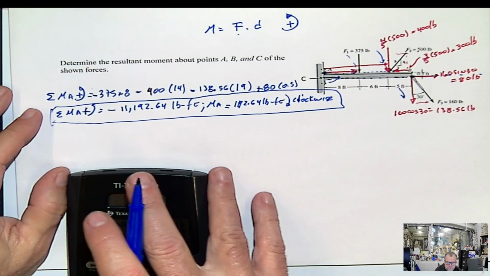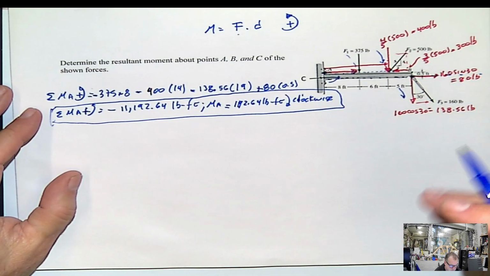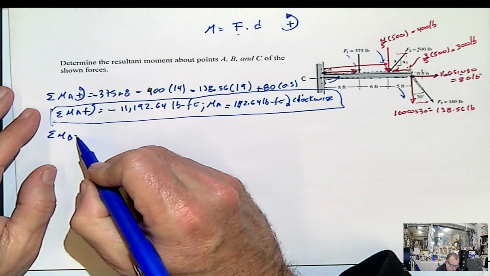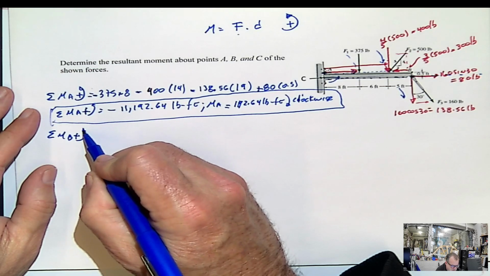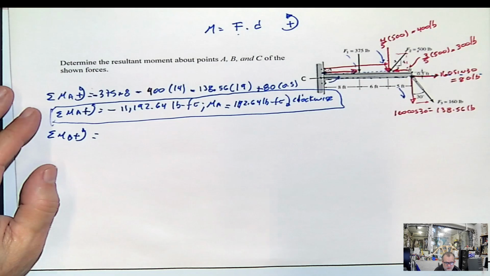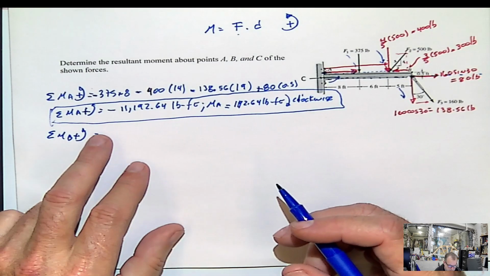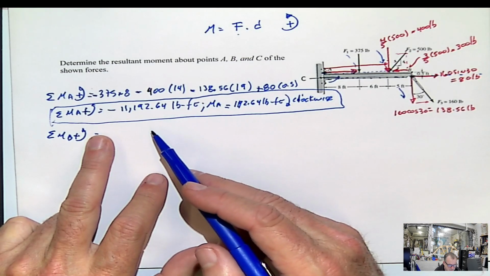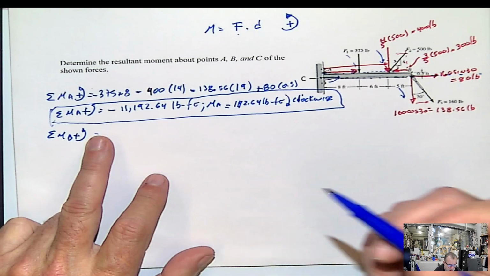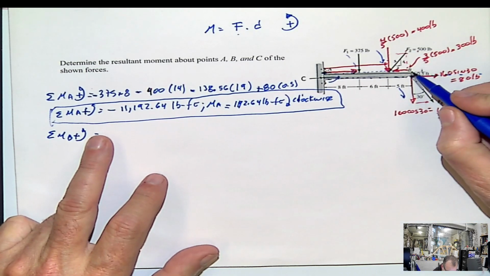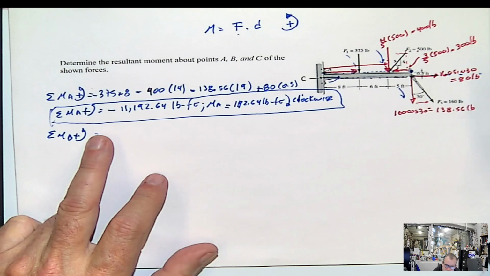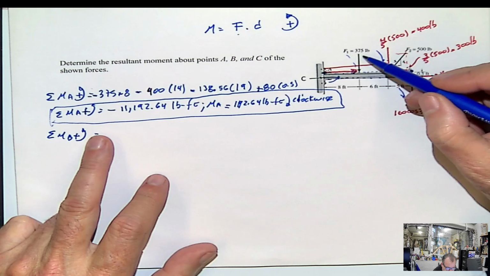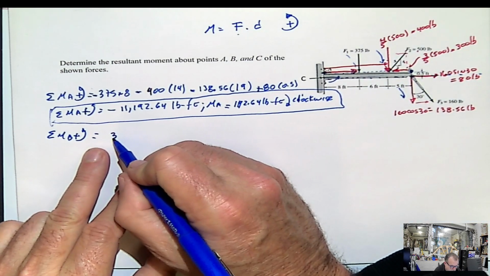That's easy, right? So let's check the second part. Summation of moments with respect to the point B. I'm going to make the same assumption. This is positive because I feel like it. I don't have to do it, but I feel like it. What is the difference between this part of the problem and the other one? Now everything has to be measured with respect to the point B, which is this point here. Every distance. So let's start with the 375 force.